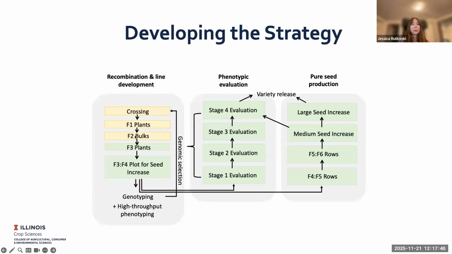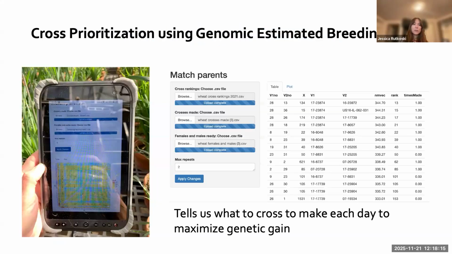So I'll show you a little bit more details about the recombination and line development, and then later I'll give you some more details on the phenotypic evaluation part. So we'll start with this part. Starting with the crossing, as I mentioned, we have all the individuals that we are crossing with. We're selecting them based on genomic estimated breeding values. So that's combining phenotypic data with our genomic data and getting a genomic estimated breeding value, which tells us how that individual should perform as a parent.